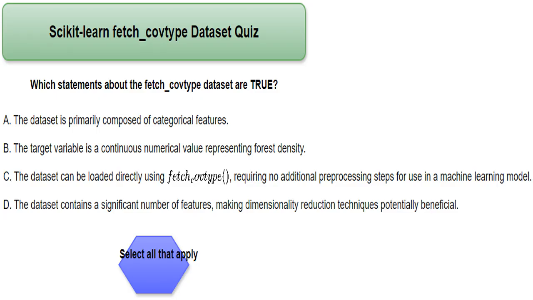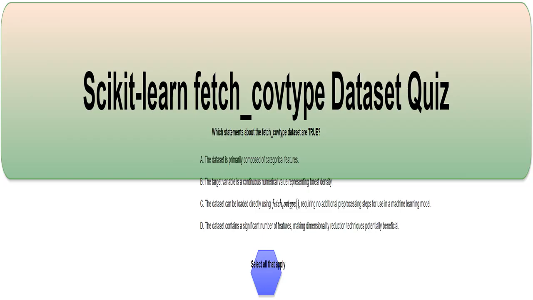The quiz focuses on the fetch_covtype dataset, which is part of the Sklearn library. This library provides tools for machine learning in Python. This is the core question, prompting me to assess the veracity of statements about the characteristics of the fetch_covtype dataset. Let's get started.